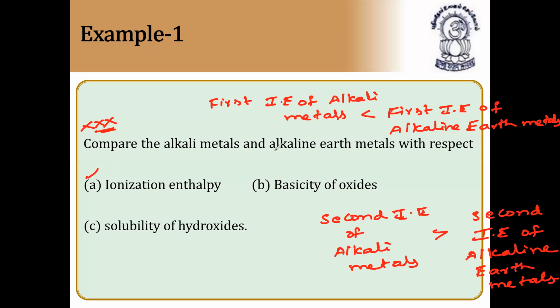Compare the alkali and alkaline earth metals with respect to, first, ionization enthalpies, and second, basicity of oxides. Alkali metal oxides are more basic than alkaline earth metal oxides.